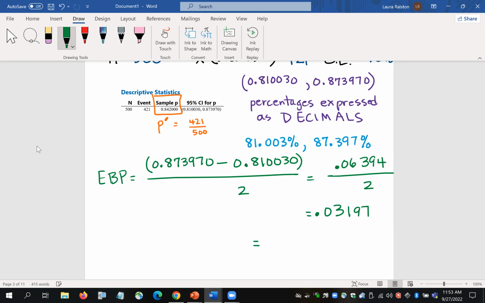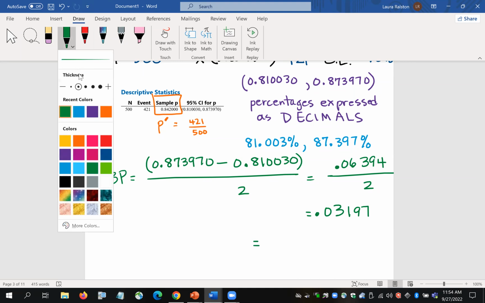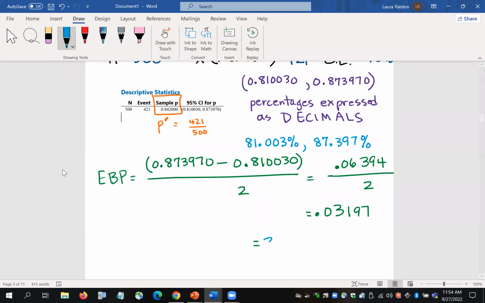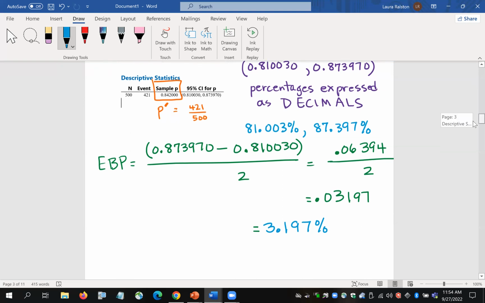If I convert it to a percentage by multiplying by 100, I would have 3.197%. So my error bound for the proportion is 3.197%.